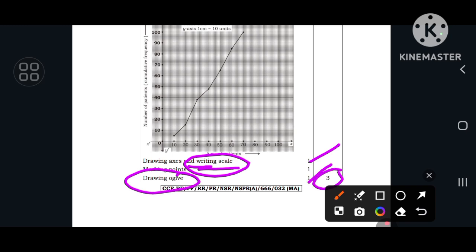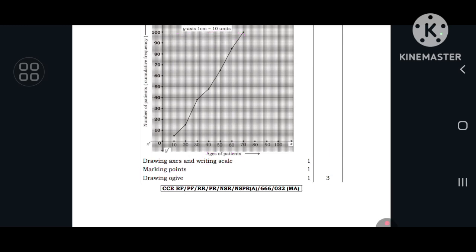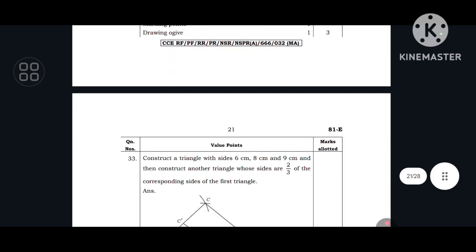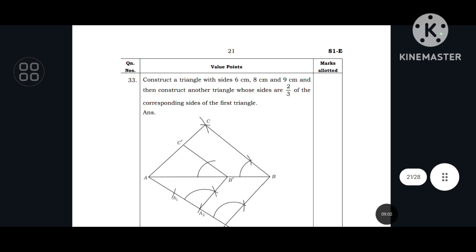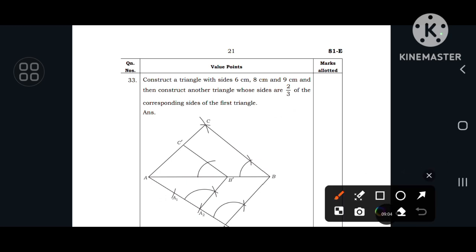Don't only draw the OZU, and if you don't mark above these points, on all axes 1 centimeter is equal to 10 units. If you don't mark these points, you will directly lose the marks over here. So be prepared for each and every step. And these are these 7 questions. If you start from these 7 questions, this will directly fetch you good marks.